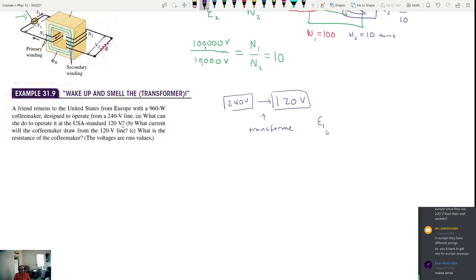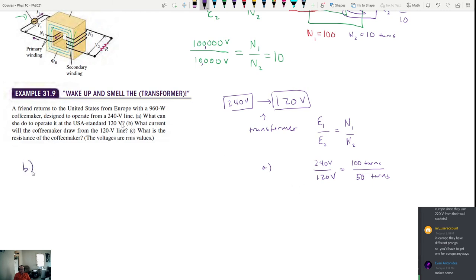And since E1 over E2 should be equal to N1 over N2, then the kind of transformer that you want to put inside of here needs to have the same ratio of 2:1. So that means that if the 240 volt line, let's say N1 was equal to 100 turns, then you would need to have N2 be 50 turns. Or it could be 2:1, but that's kind of unrealistic. So that's the answer to part A. You need to hook up a transformer. Maybe one side that's connected to the 240 volt side is 100 turns, and then the 120 is connected to 50 turns. Part B says, what current will the coffee maker draw from the 120 volt line?